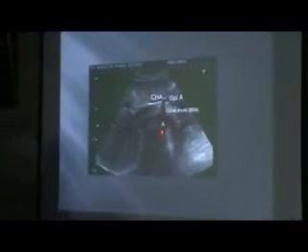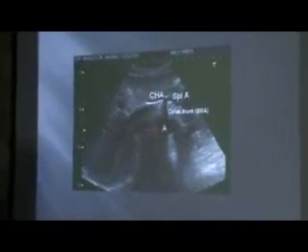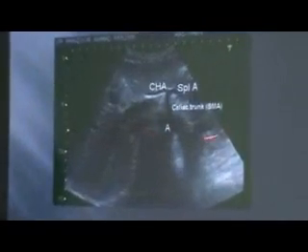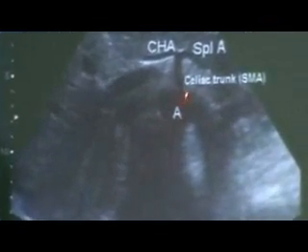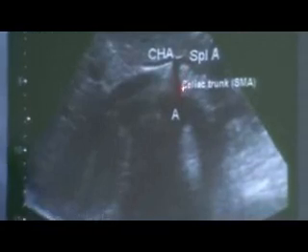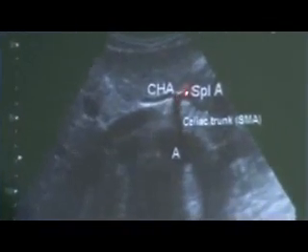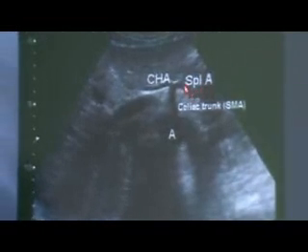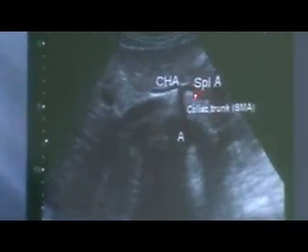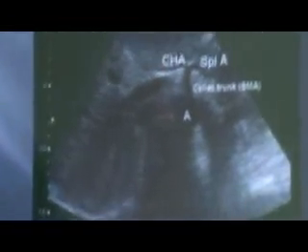You can see in this picture, this is the scan in which I'm seeing the aorta with the vertebral body behind it. And this is the celiac trunk arising from the aorta. This is the celiac trunk with a seagull sign, where on the left side is the splenic artery, and on the right side is the common hepatic artery.